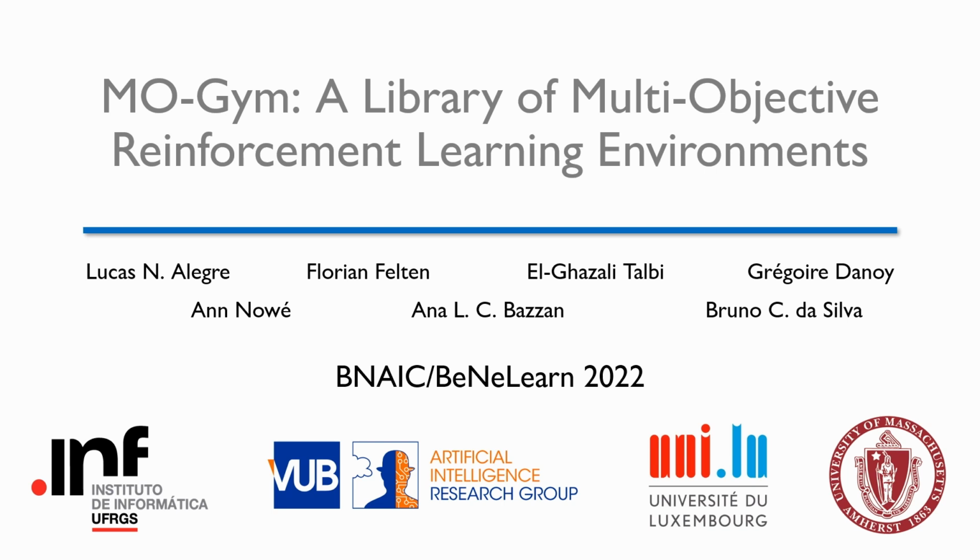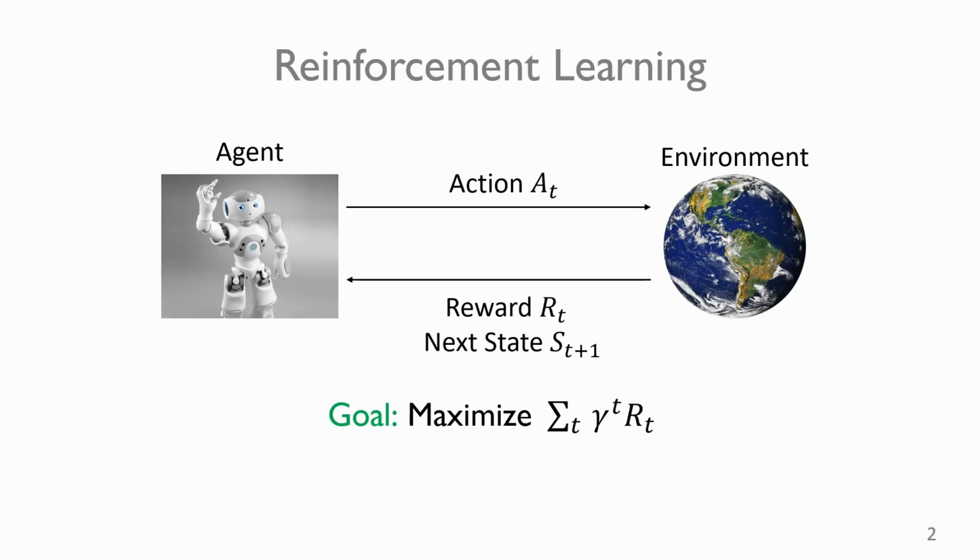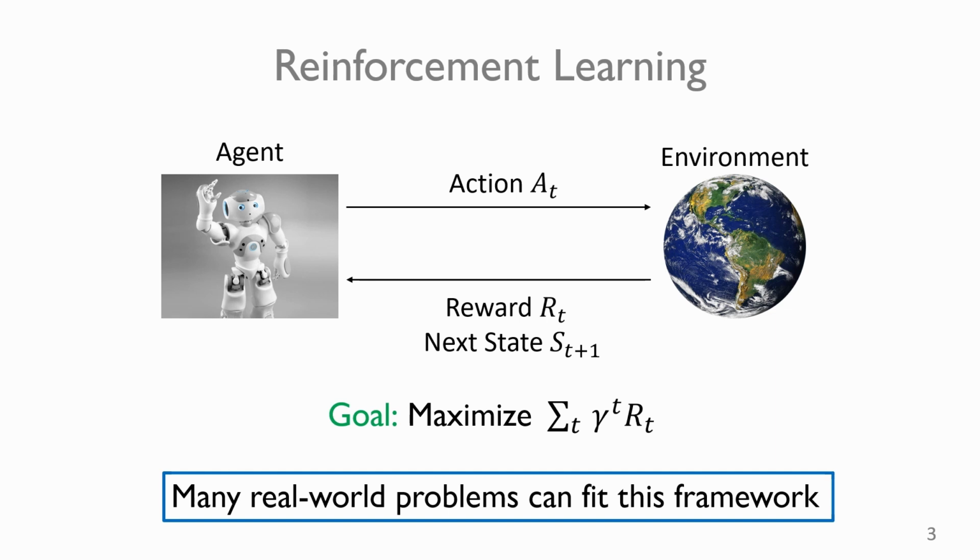Hi everyone, we are going to present MO-Gym, a library of multi-objective reinforcement learning environments. In reinforcement learning problems, an agent interacts with the environment with the goal of maximizing a discounted sum of the rewards it receives. A key feature of this framework is that it can be used to model many real-world problems.